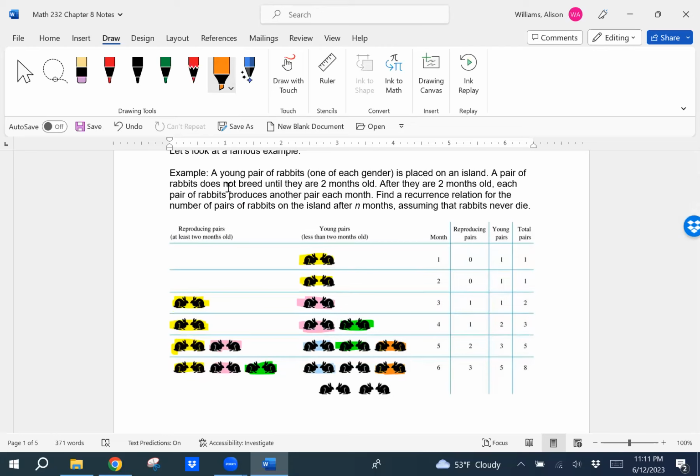So this is the map of what it looks like. Over here, they've been keeping tally. We start with total pairs, 1, 1. They're keeping track of the reproducing pairs versus the young pairs, and also the months. What we're more interested in is the total pairs. By month 3, they have started to reproduce and produced 2 babies. I'm sorry, there are 2 pairs of rabbits now. They did produce a pair of babies, so there are 2 pairs of rabbits. Then we grow to 3 pairs, then 5 pairs, and then 8 pairs.